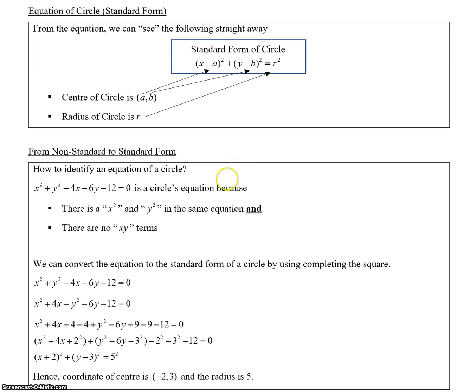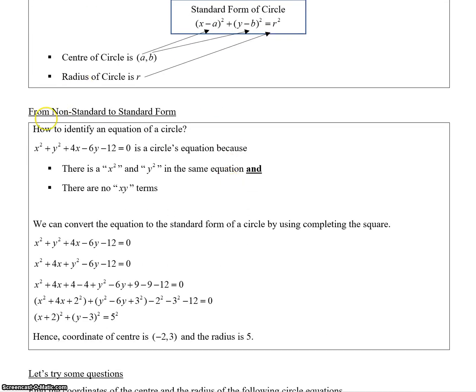Now the next thing we're going to learn is how to change from non-standard to standard form. A typical circle may not always be given to you in a nice form. So for example, they may give you x squared plus y squared plus 4x minus 6y minus 12 equals 0. This is also a circle's formula.